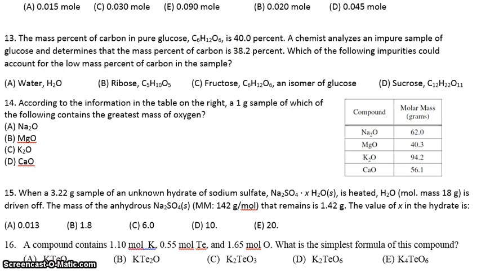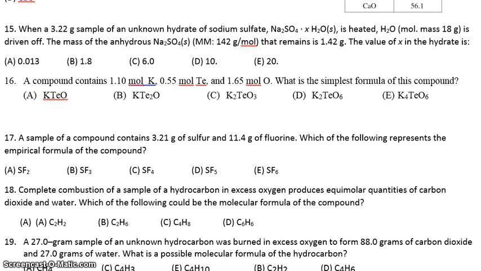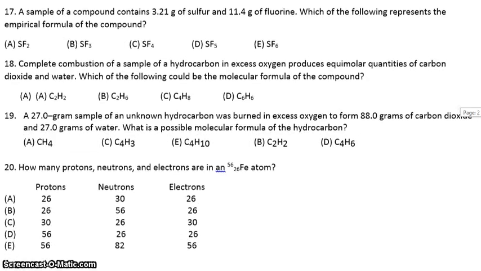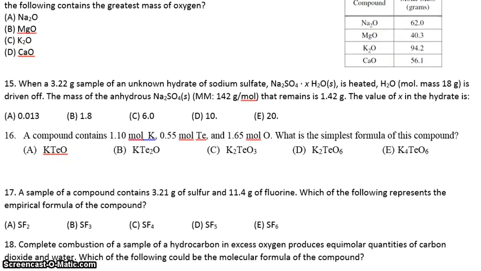Let's take a look at number 15. So we got ourselves a hydrate. Take a look at 15. So we have a hydrate, and we have a 3.22 gram sample of this hydrate. Now remember, a hydrate is where a water molecule is incorporated into the ionic formula. And we're going to try to find what this X is. How many water molecules are there?